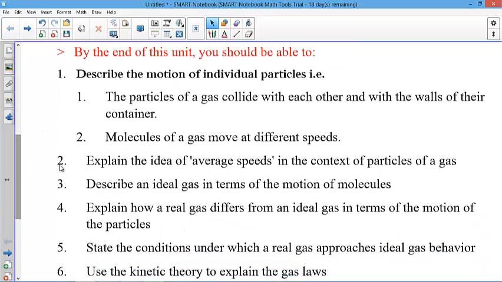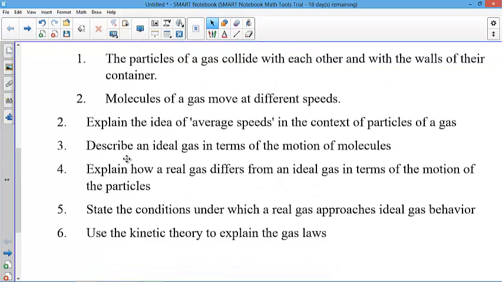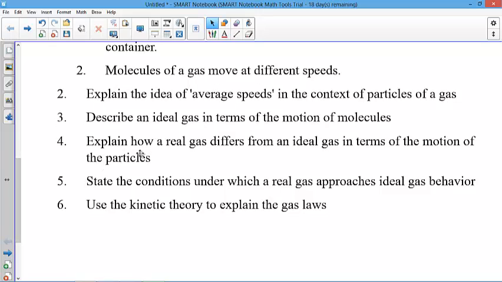Number 2, you need to be able to explain the idea of average speeds in the context of particles of a gas. Number 3, you need to be able to describe an ideal gas in terms of the motion of molecules. Number 4, you need to be able to explain how a real gas differs from an ideal gas in terms of the motion of the particles. Number 5, you need to be able to state the conditions under which a real gas will approach the behavior of an ideal gas. Number 6, you need to be able to use kinetic theory to explain the gas laws.